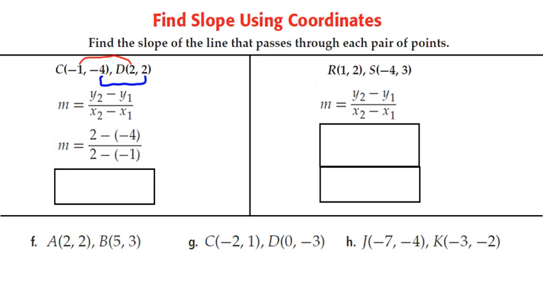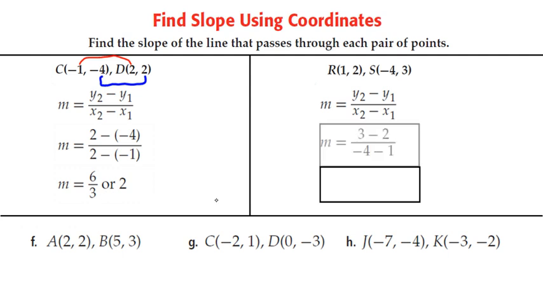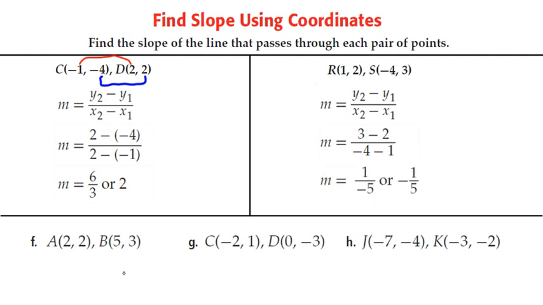So what we end up with is 2 minus -4 over 2 minus -1. And change your signs, you end up getting 2 plus 4, which is 6, over 2 plus 1, which is 3, or 2. Over on the right-hand side, we get 3 minus 2 in the numerator and -4 minus 1 in the denominator, giving us 1 over -5, or you can put that negative out front and just get -1/5.